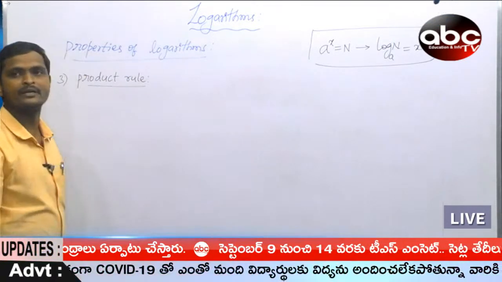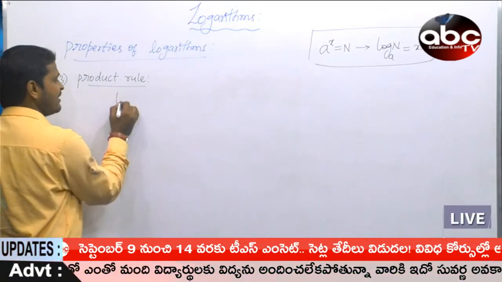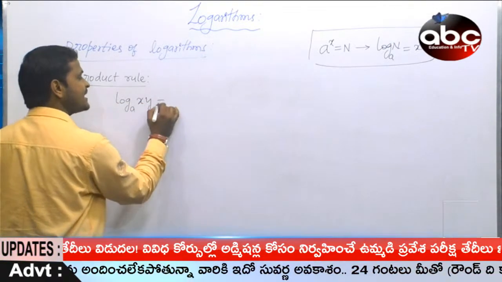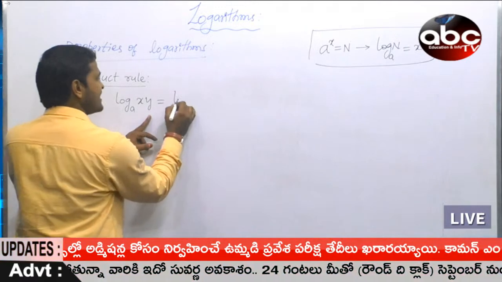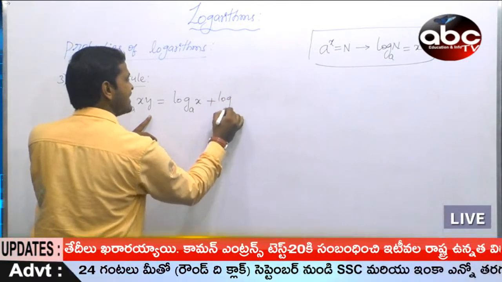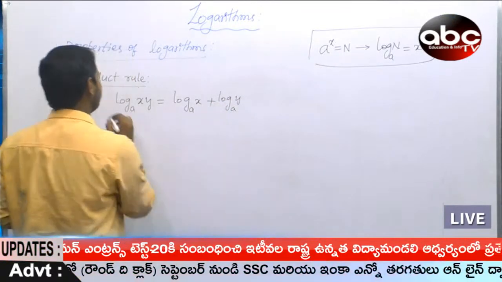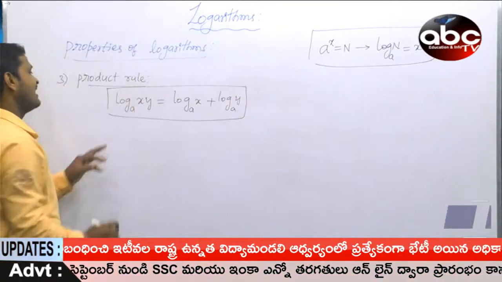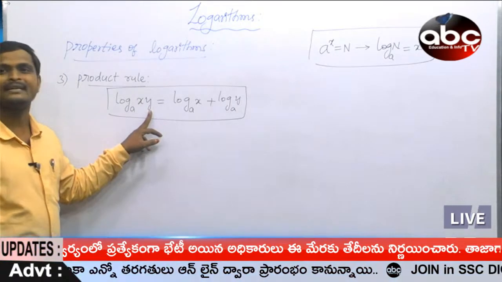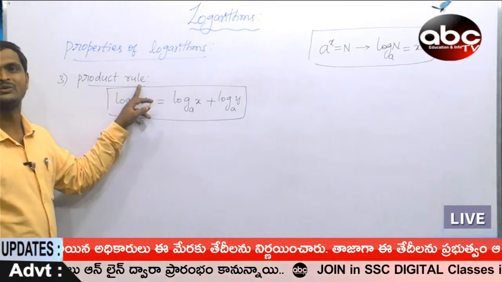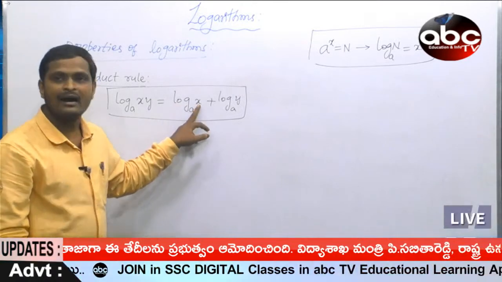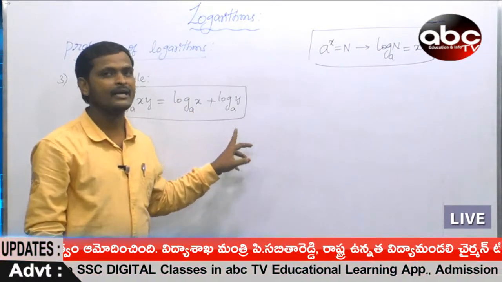Third property, product rule. What is the property? Log base a of x into y is equal to log x base a plus log y base a. Is it clear, students? Log xy, x into y means these two numbers are in product, so it is the product rule. Log xy to the base a is equal to log x base a plus log y base a.